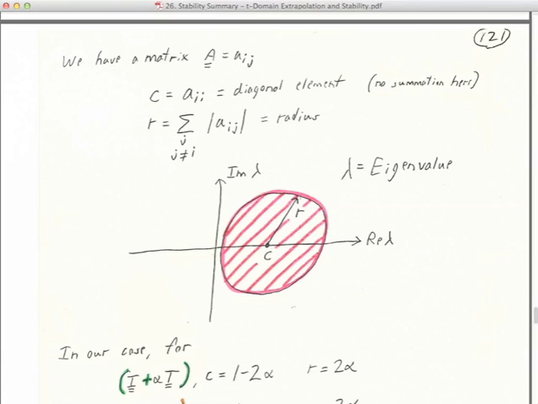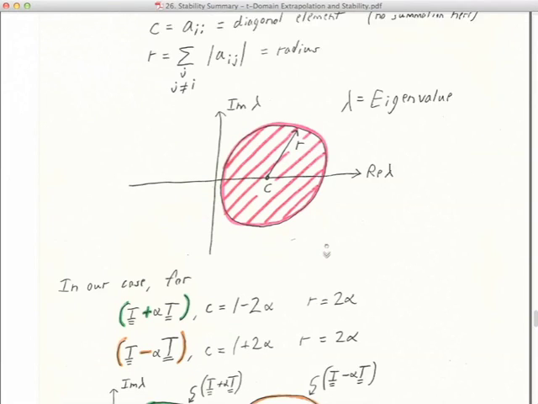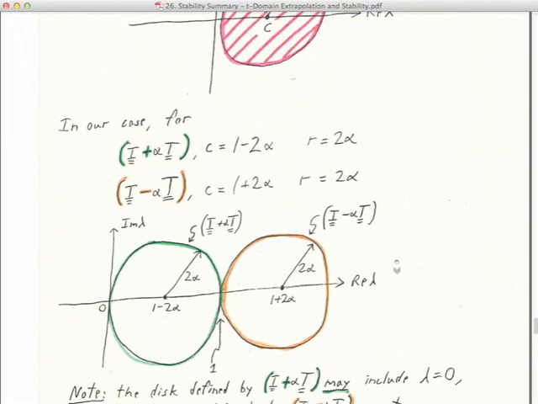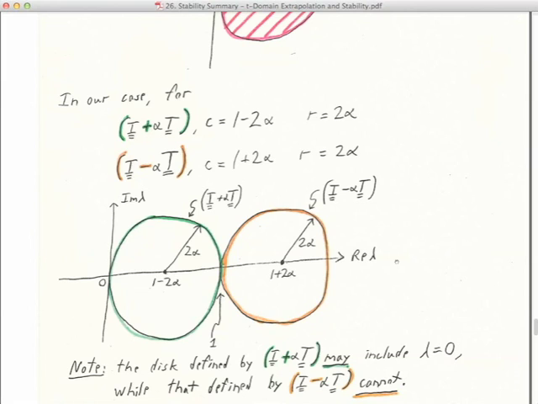We get the center, we get the radius, and then here's a case where there's this little air gap between the zero point and the disk. That's how we're going to look at this. So in our case, we've got these relatively simple tridiagonal equations and tridiagonal matrices. There's a green one and a brown one.